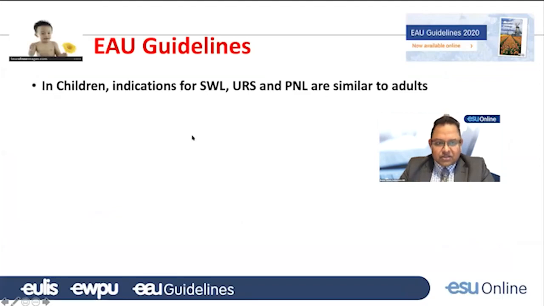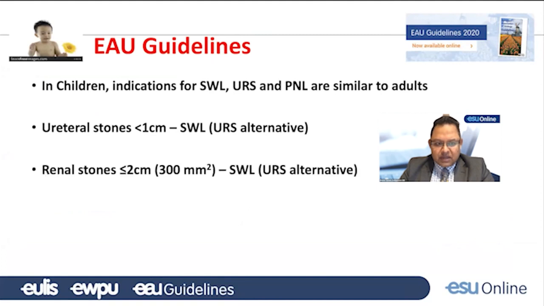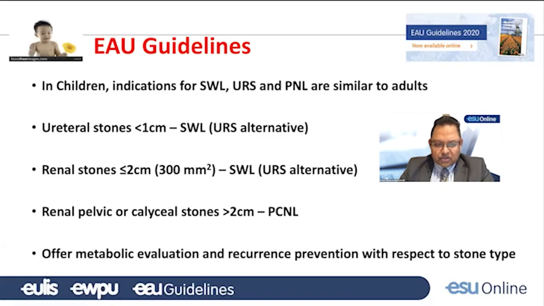In children, the indications are similar to adults for all treatments. However, for ureteral stones less than 1 centimeter, shockwave is the treatment with ureteroscopy as an alternative. Similarly, in renal stones less than 2 centimeters, shockwave is the treatment with ureteroscopy as an alternative. But for larger stones, PCNL is the treatment of choice. And you must offer metabolic evaluation and recurrence prevention with respect to the stone type.